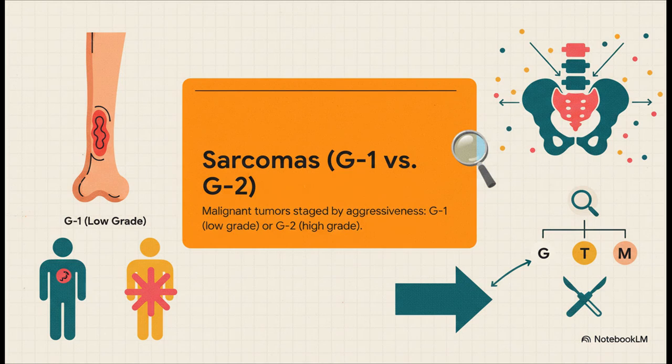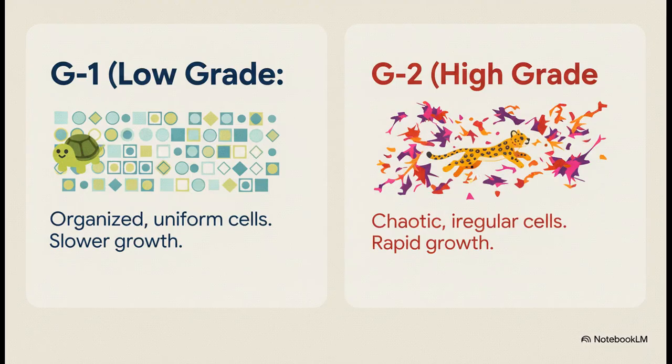At the very heart of managing sarcomas is figuring out its biological behavior. Are we looking at a G1, a low-grade tumor that's less likely to spread, or are we up against a G2, a high-grade, super-aggressive malignancy? Answering that one question is the critical first domino that sets everything else in motion. So let's break that down.